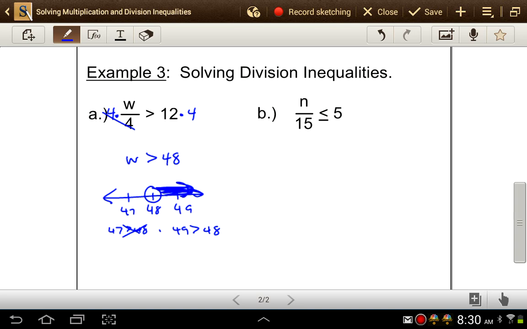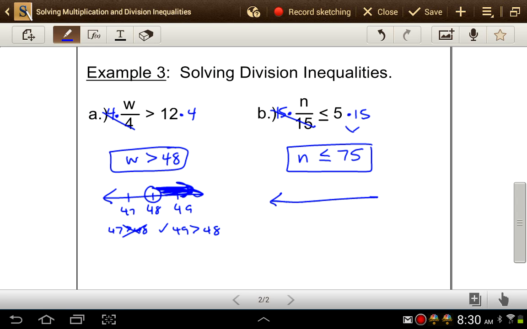Okay? For B, I'm dividing by 15, so the inverse of division is to multiply. Multiply both sides by 15. 15 divided by 15 is 1. So I get n is less than or equal to 5 times 15, which is 75. Okay, now I'm going to graph that.